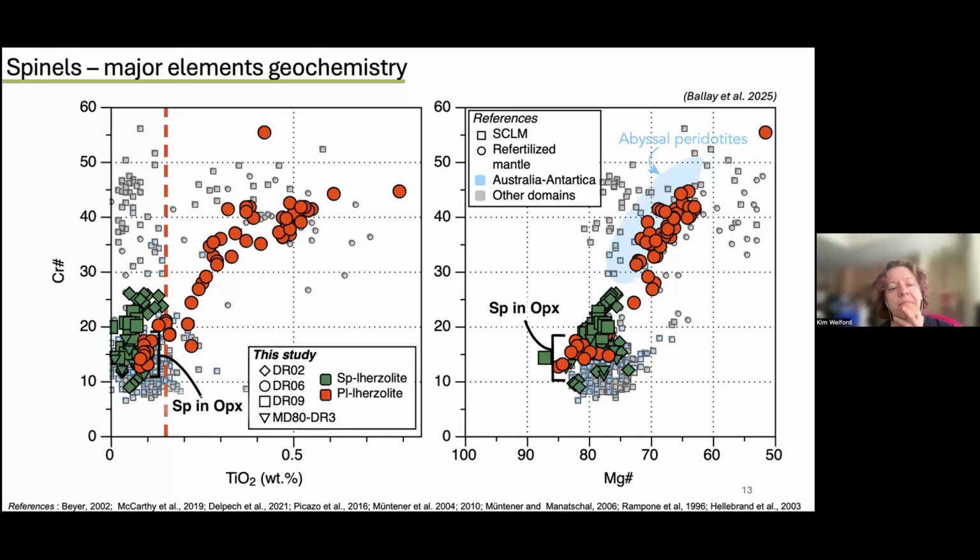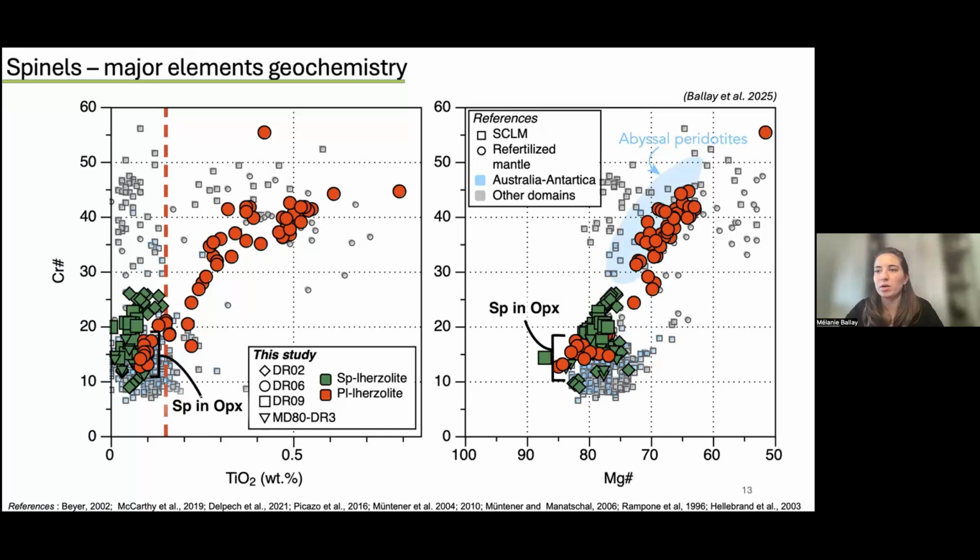Yeah. And in this plagioclase lherzolite, we show that we have two types of spinel, black spinel and brown spinel. The brown spinel, you can see here, it's the spinel in orthopyroxenes, OPX. They show really the same geochemistry as spinel in the spinel lherzolite.